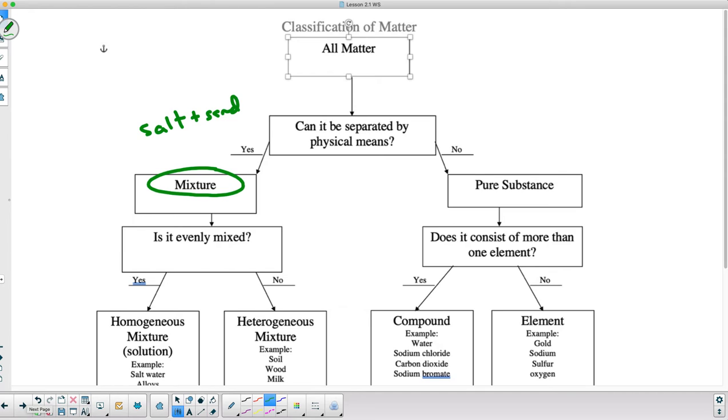Okay, so if it can't be separated by physical means, such as if I have a chunk of gold or another metal that we know to be like an element, not an alloy, then what we have is a pure substance. Does it consist of more than one element? If the answer is yes, then it's a compound, such as water, sodium chloride, carbon dioxide, sodium bromate.